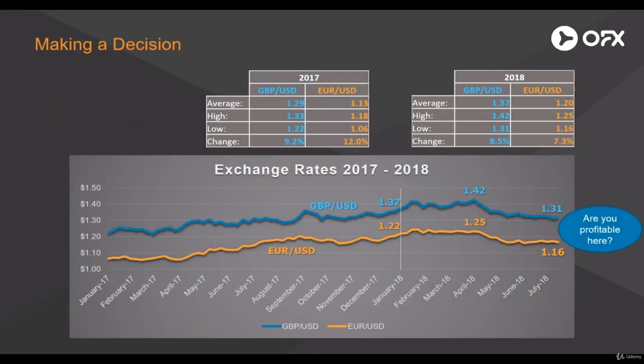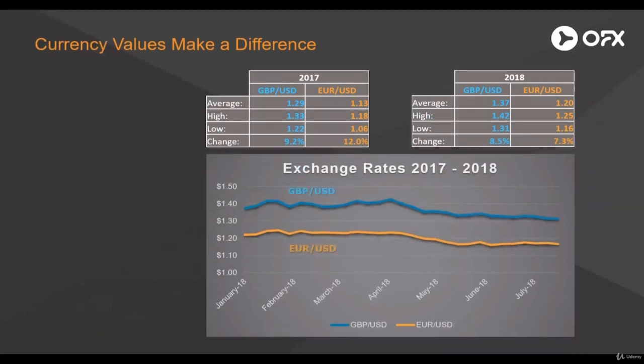If you've just kind of done the ostrich thing and stuck your head in the sand with regards to currencies and you're not looking at them, you might not be profitable anymore in these markets just because of the currency. And the problem there is the more you sell, the more you lose, right? So are you profitable? Currency values absolutely make a difference.